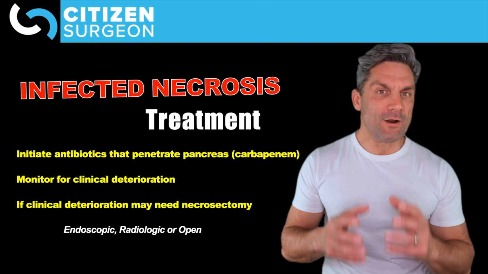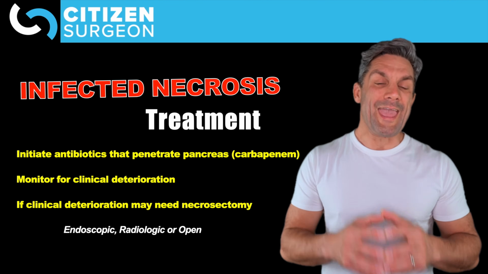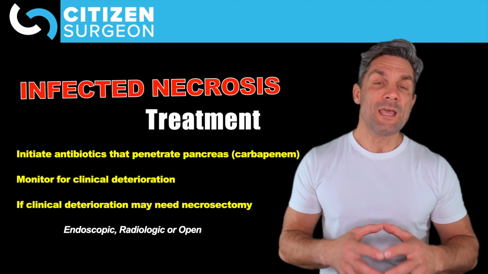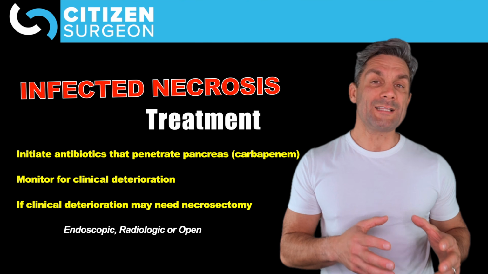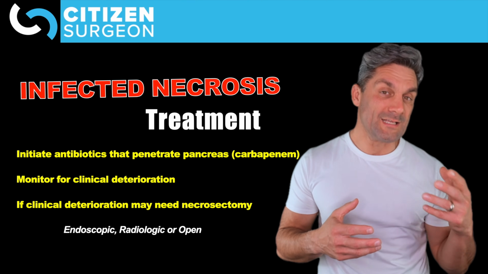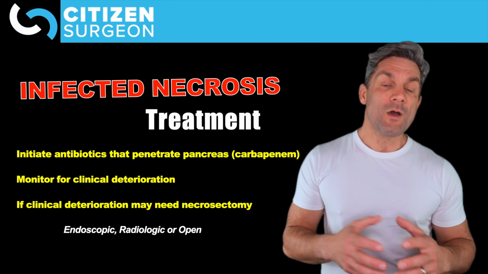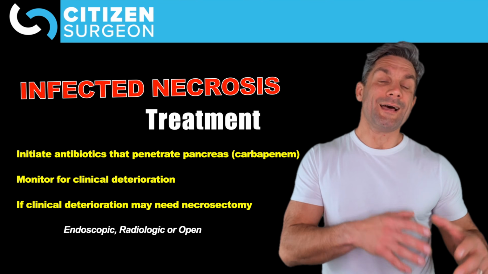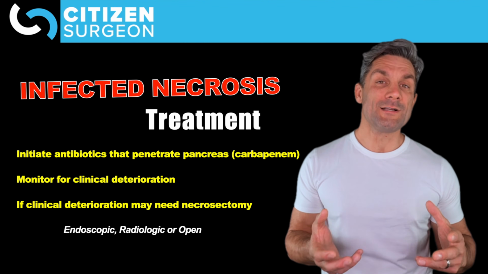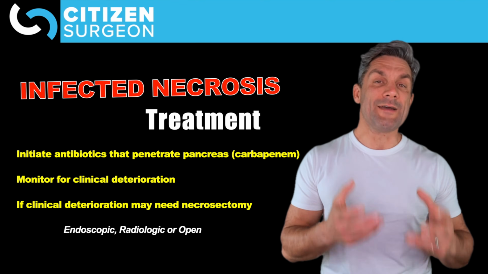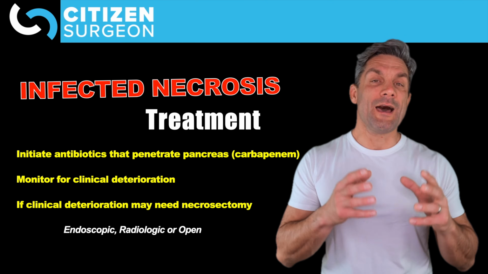We want to monitor very closely in an intensive care unit for clinical deterioration. And if that patient clinically deteriorates on antibiotics and being resuscitated, then they may need a necrosectomy, and that may be done with a percutaneous drain from radiology, or it could be done endoscopically through the stomach, or perhaps open or even a laparoscopic retroperitoneal necrosectomy. I'm not going to get into the details of that. If you'd like me to do a video on that, definitely put that in the comments below and we can get into more the technical aspects of necrosectomy.